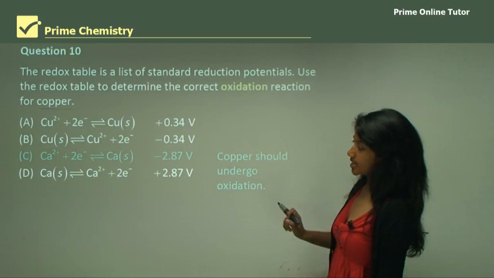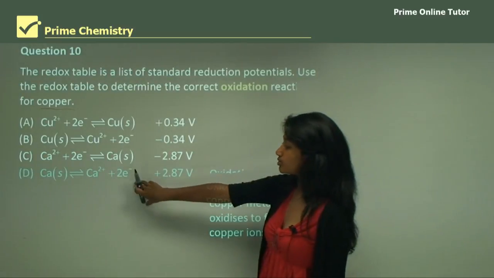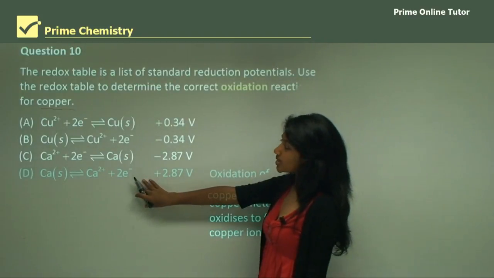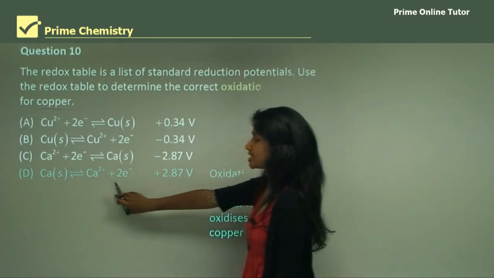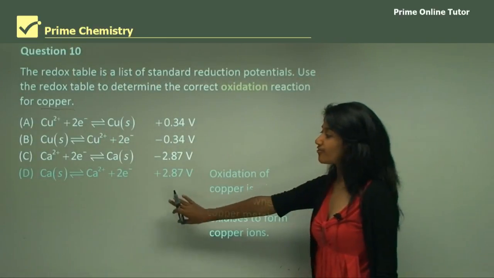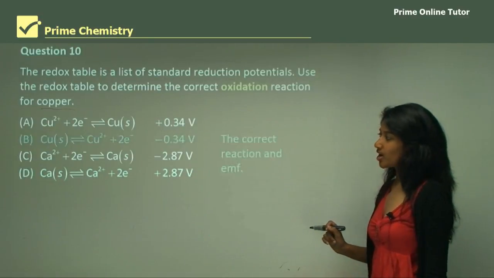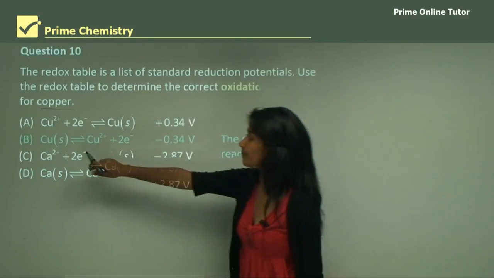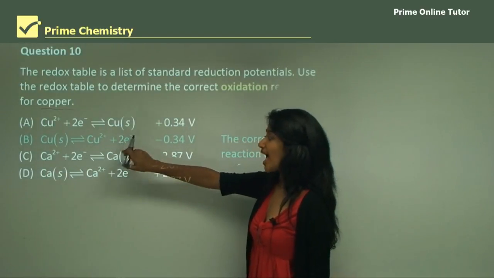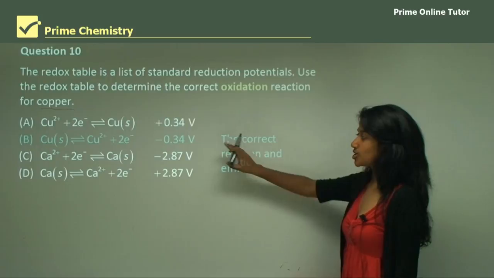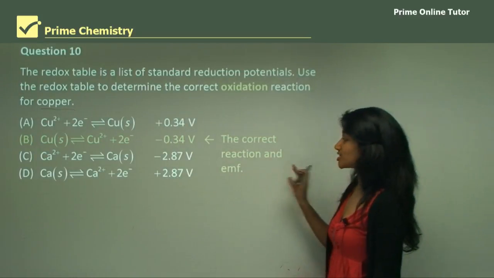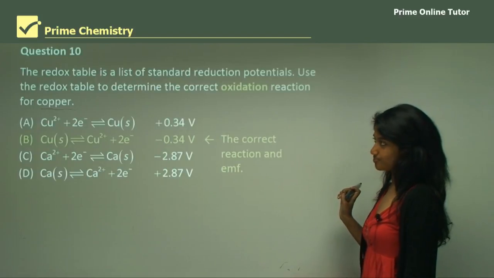Let's check answer D. Answer D is when calcium loses 2 electrons to give calcium ions. Now with this, it is correct in the sense it is oxidization. However, it is not copper, it's calcium. Therefore, option D is incorrect. Option B, we have copper undergoing oxidization to form copper ions and 2 electrons. So clearly this is the correct answer because it is losing electrons and oxidization is losing electrons.